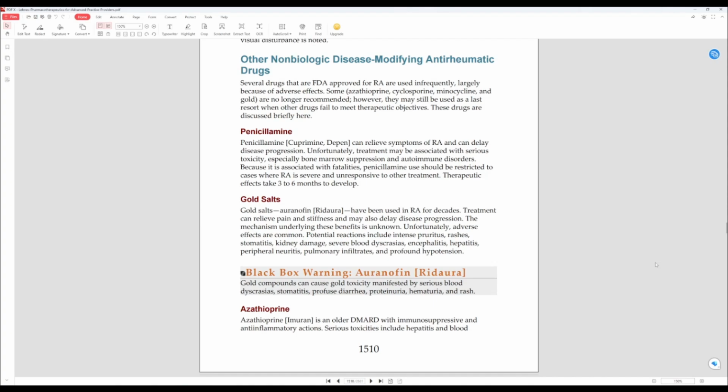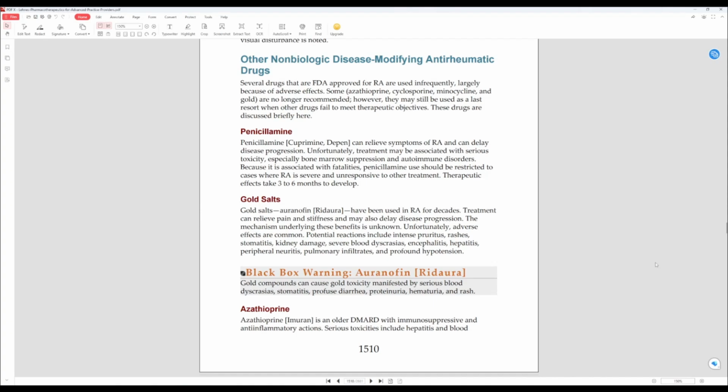Penicillamine, also known as Cuprimine or Depen, can relieve symptoms of rheumatoid arthritis and can delay disease progression. Unfortunately, treatment may be associated with serious toxicity, especially bone marrow suppression and autoimmune disorders. Because it is associated with fatalities, penicillamine use should be restricted to cases where rheumatoid arthritis is severe and unresponsive to other treatment. Therapeutic effects take 3 to 6 months to develop.